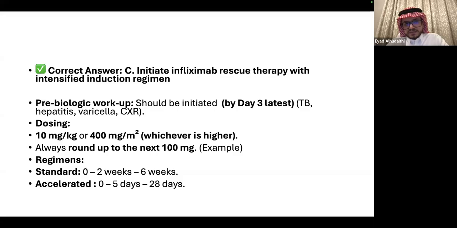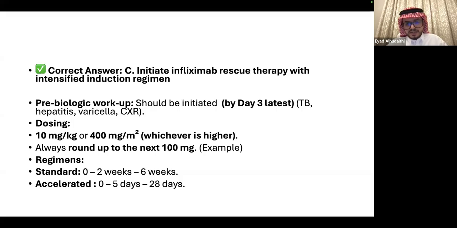So with this patient, the pre-biologic workup should have been initiated by day 3 at the latest. We should have done the TB, hepatitis, varicella, and chest X-ray. And as we said, we will go for the intensified induction. The standard dosing is 5 milligram per kg.